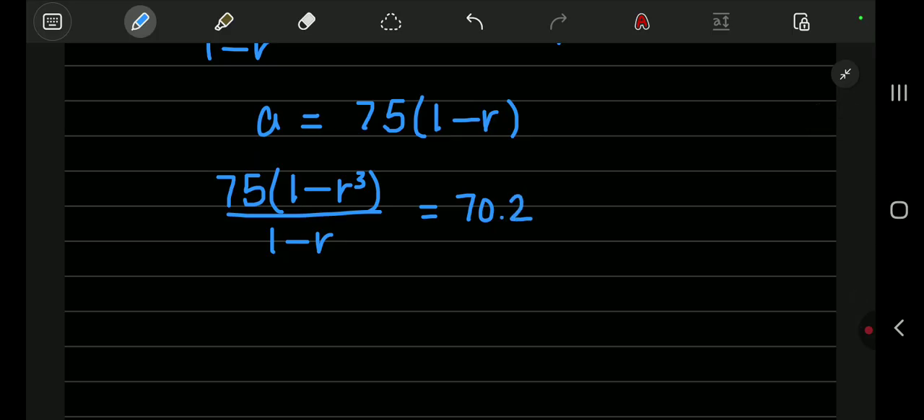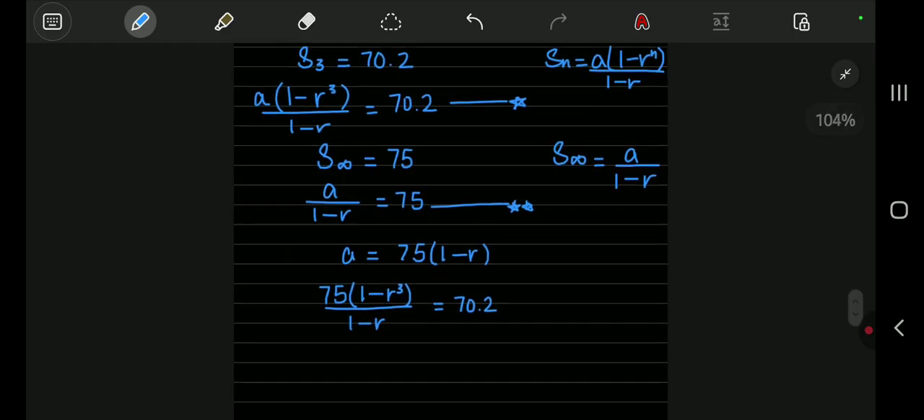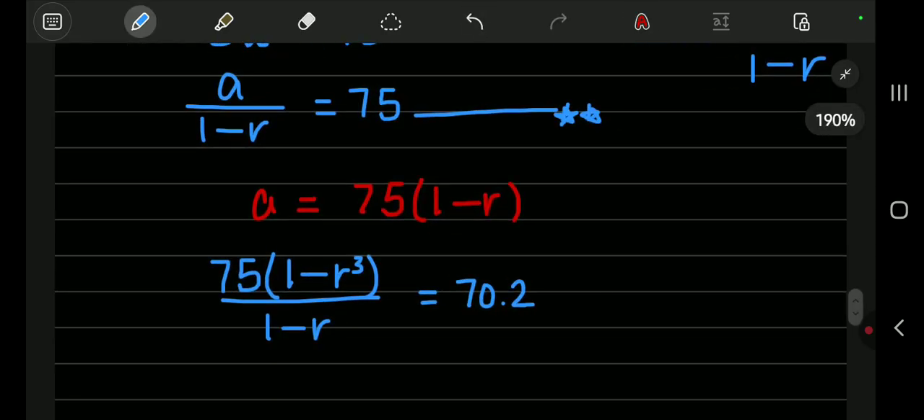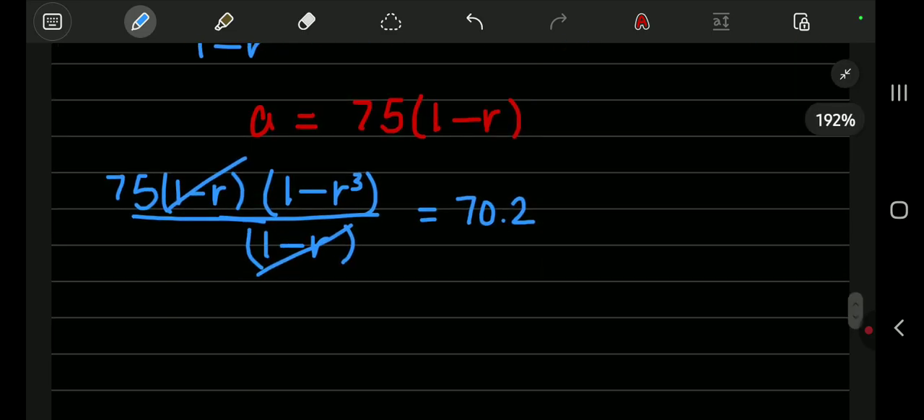I think I have made a mistake somewhere. a is 75 times 1 minus r, and then we have 1 minus r cubed over 1 minus r, because we are substituting into this a. So let's correct this. 75 times (1 minus r) times (1 minus r cubed) over 1 minus r equals 70.2. So we can cancel this 1 minus r and 1 minus r. Now our equation becomes independent of a. Now it will become 75 times (1 minus r cubed).